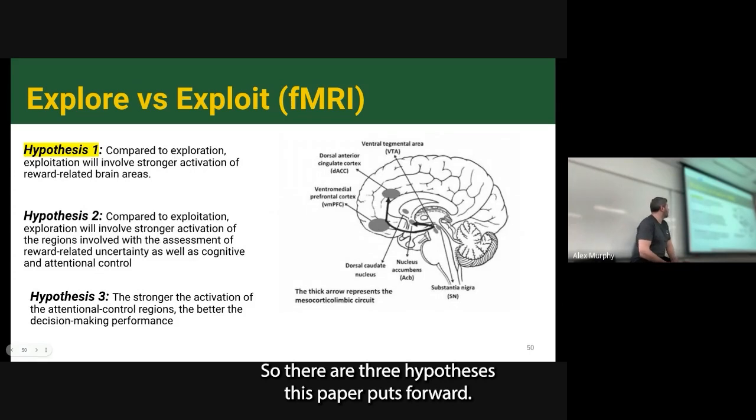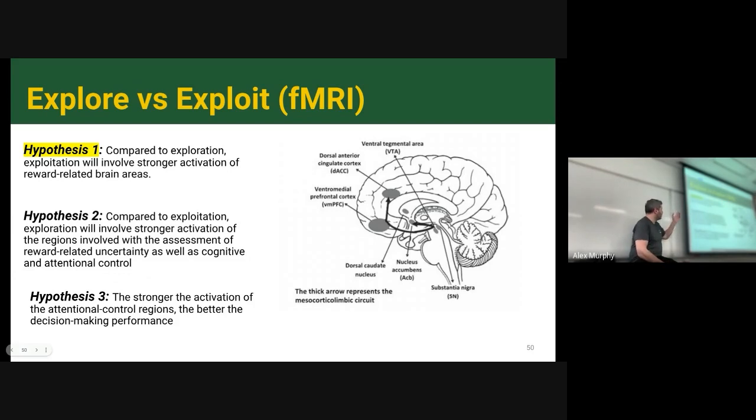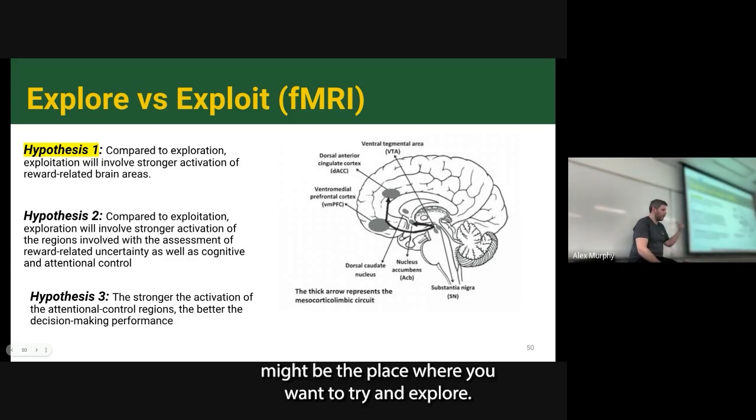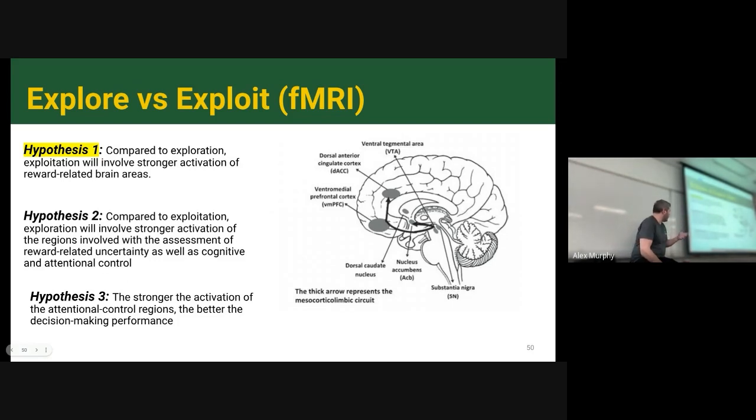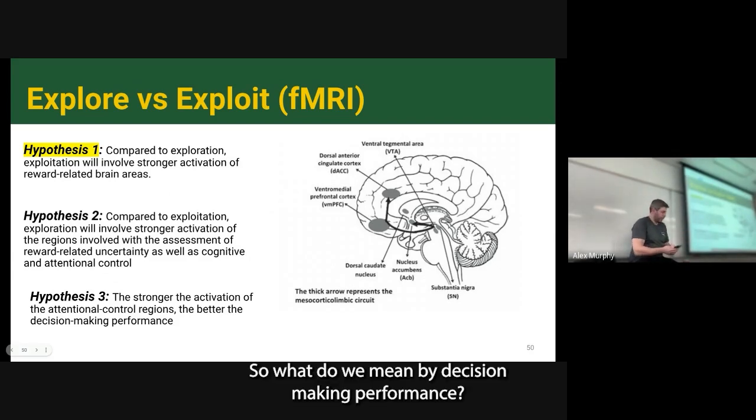So there are three hypotheses this paper puts forward. Hypothesis 1 says that exploitation, compared to exploration, will involve stronger activity of reward-related brain areas. Hypothesis 2 says compared to exploitation, exploration will involve stronger activation of the regions of assessment of reward-related uncertainty, because where you're most uncertain might be the place where you want to try and explore. And hypothesis 3, the stronger the activation of the attentional control system, the better the decision-making performance. So what do we mean by decision-making performance?